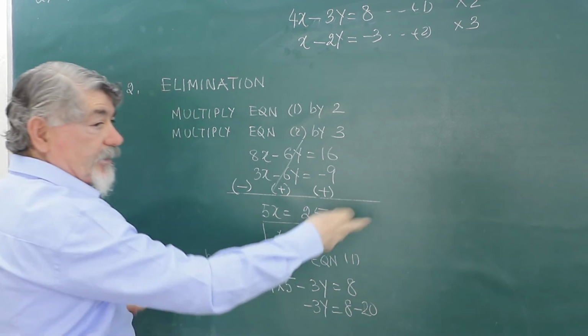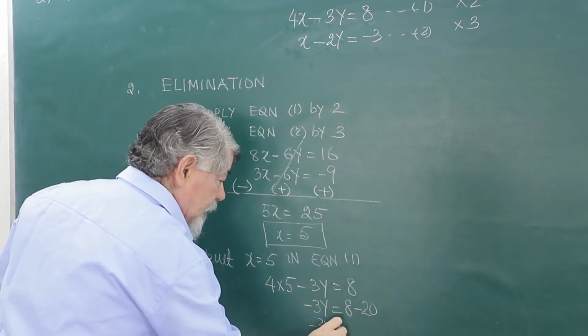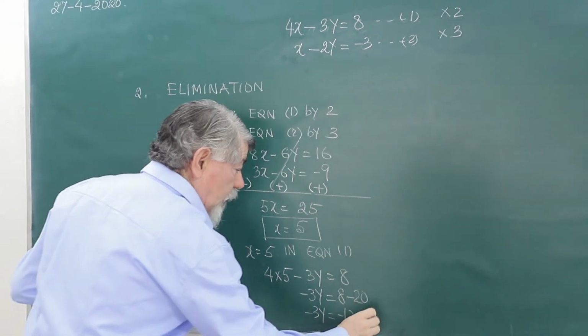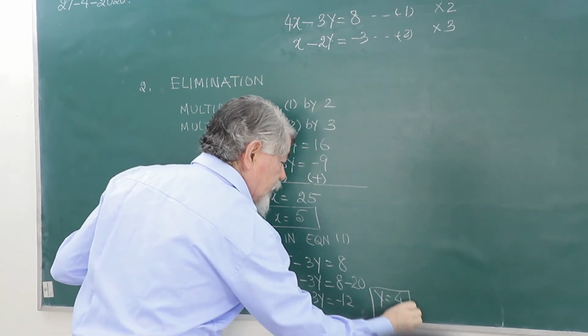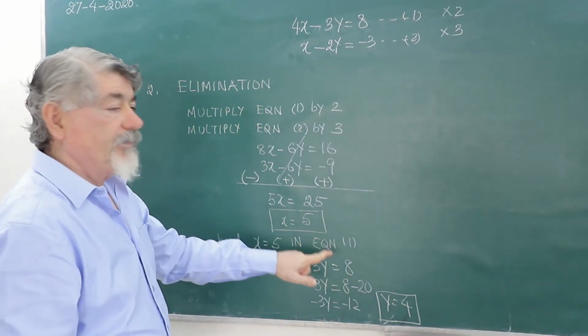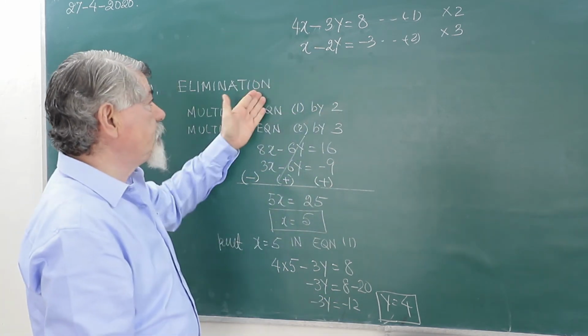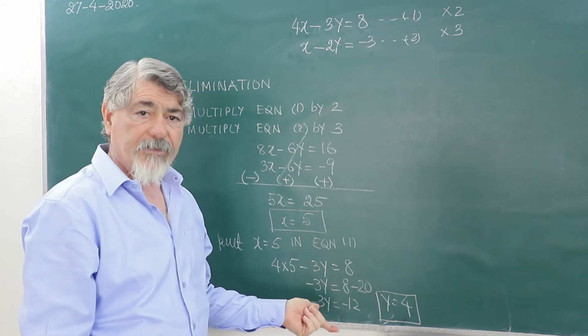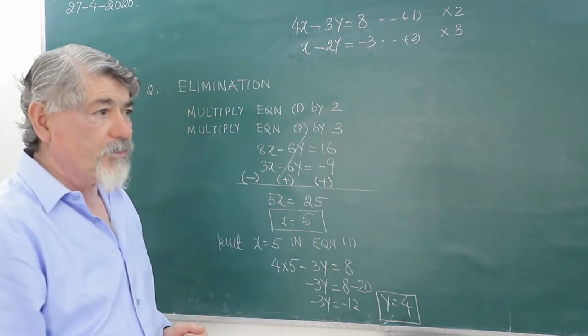4 5s are 20, 20 will transfer to that side. Minus 3y is equal to minus 12, or y will be equal to 4. So your solution set is x is equal to 5 and y is equal to 4. From the first method also, by substitution method, we had got the same value. So x is equal to 5, y is equal to 4 is your solution set.